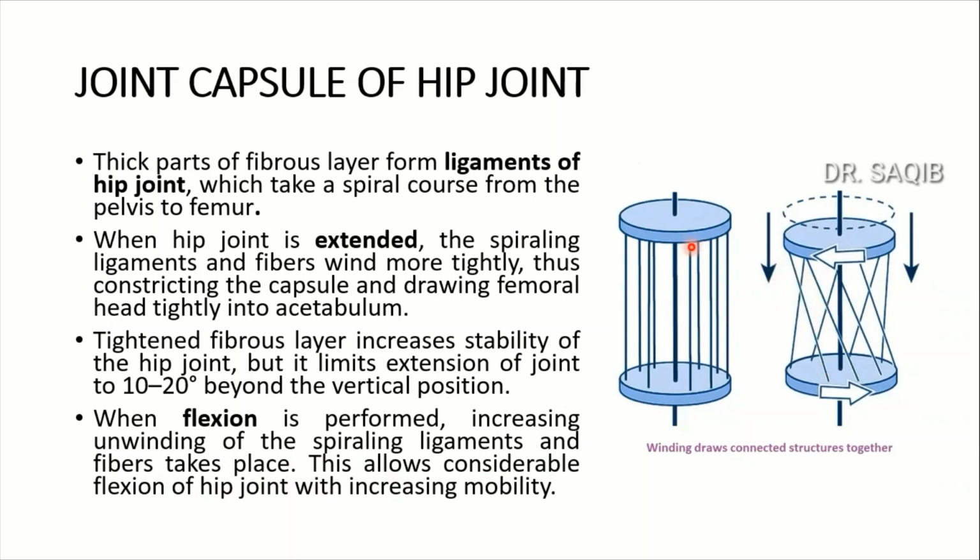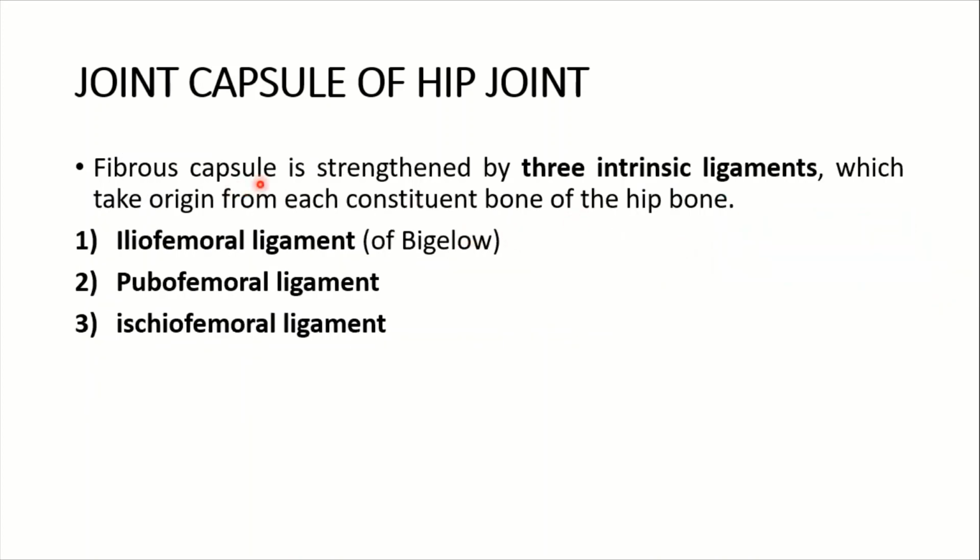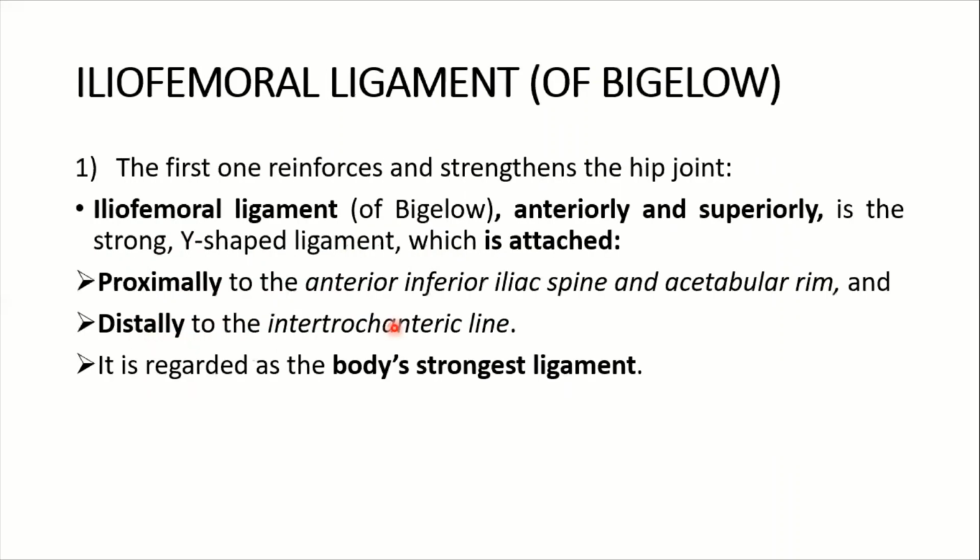So let's move on. The fibrous capsule is strengthened by 3 intrinsic ligaments, which take origin from each constituent bone of the hip bone, which has 3 parts: the ischium, the ilium, and the pubis. So the iliofemoral ligament of Bigelow, the pubofemoral ligament, and the ischiofemoral ligament. Let's discuss these one by one. The iliofemoral ligament of Bigelow is the first one, and reinforces and strengthens the hip joint. A very, very strong ligament, and this is the body's strongest ligament.